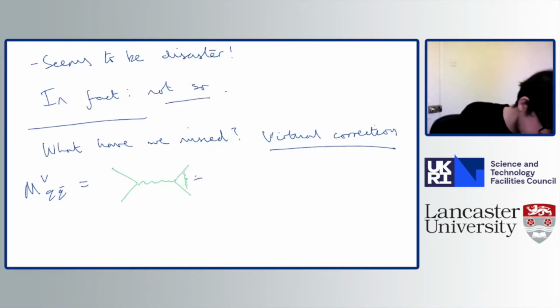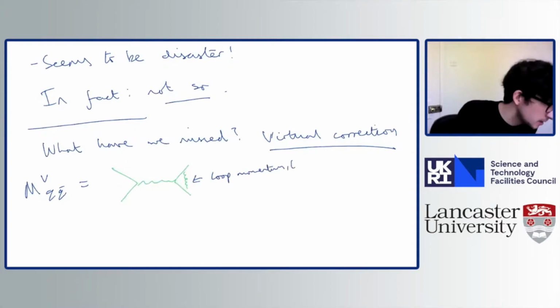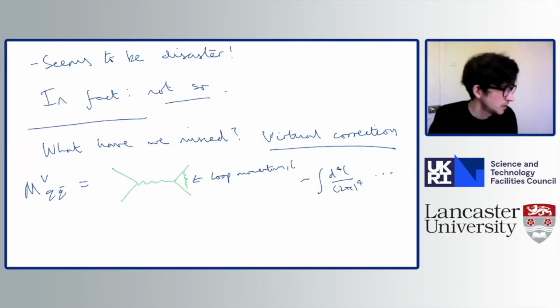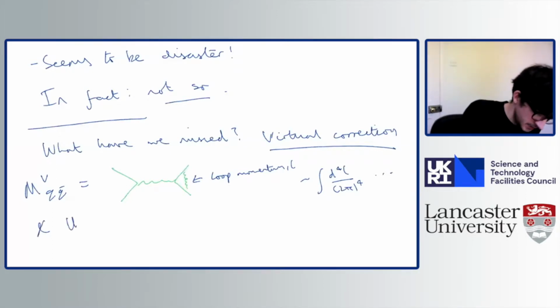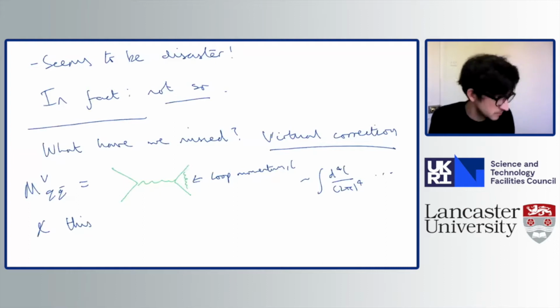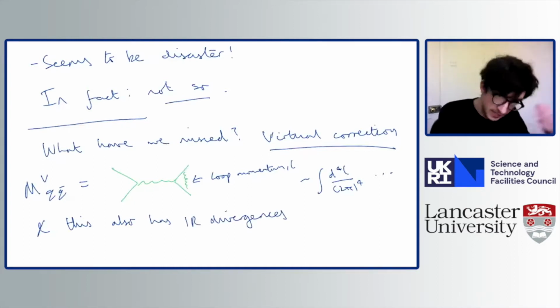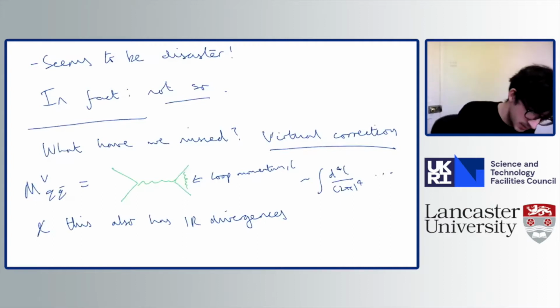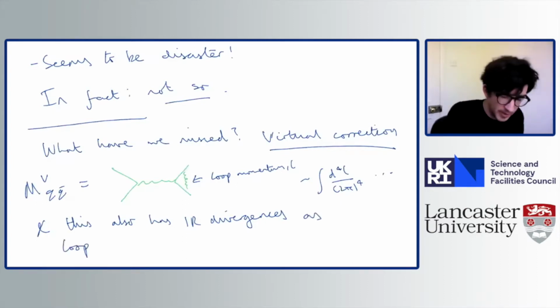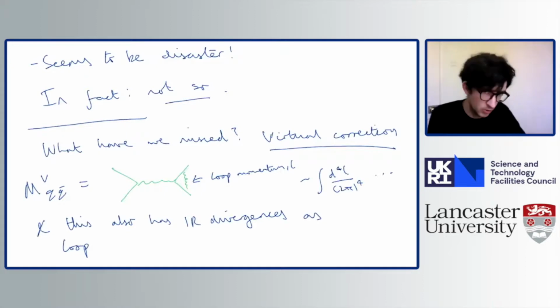And this thing here has some loop momentum L, and of course you end up with an integral over it, okay, times some other stuff. And the point is that this, from a procedural point of view, without thinking about the interpretation, also has IR divergences. So if you consider the virtual corrections on their own, you'd have the same issue, apparent sensitivity to long distance physics. But now there are no external gluon momenta, it's all internal, and it's the internal loop momentum now.